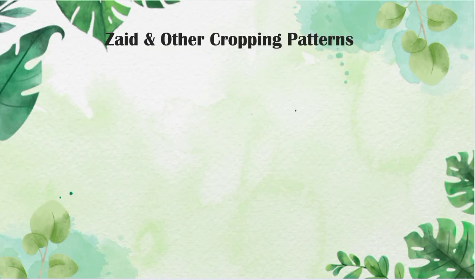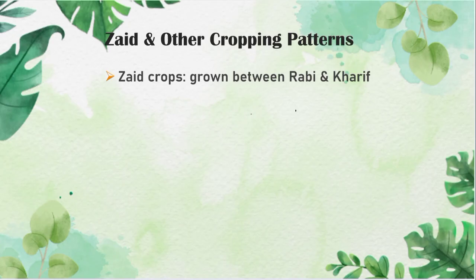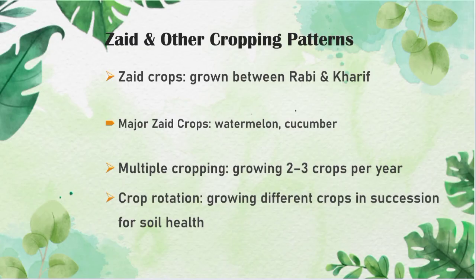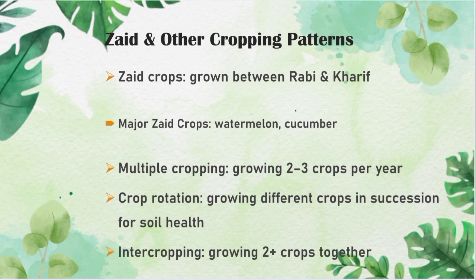Zaid and other cropping patterns. Zaid crops are grown between Rabi and Kharif seasons. Major Zaid crops include watermelon and cucumber. Other important cropping methods include multiple cropping, growing 2 to 3 crops per year; crop rotation, growing different crops in succession for soil health; intercropping, growing 2 or more crops together.